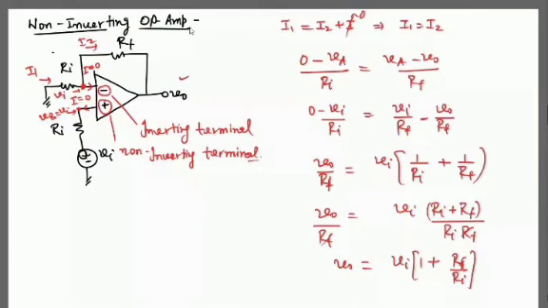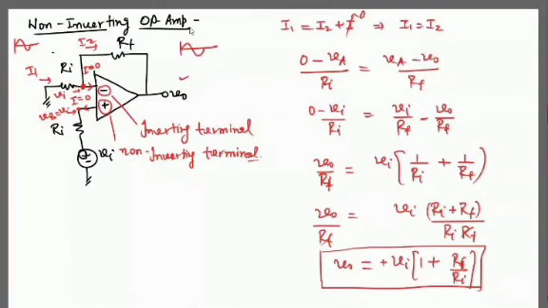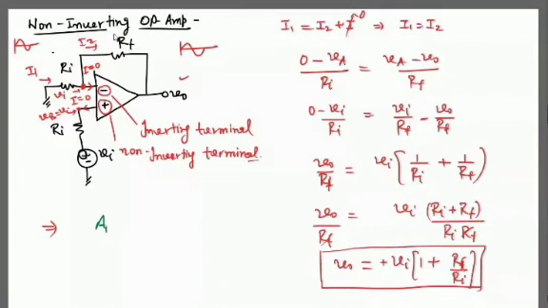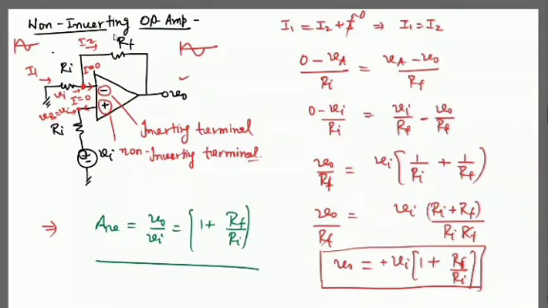This is the output voltage of this non-inverting operation. If you apply same polarity at the input, you get the same at the output. That's why this is not inverting. The voltage gain equals V naught over Vi equals 1 plus Rf over Ri. This is the voltage gain of the non-inverting amplifier. I don't think this is very difficult. This is very easy.